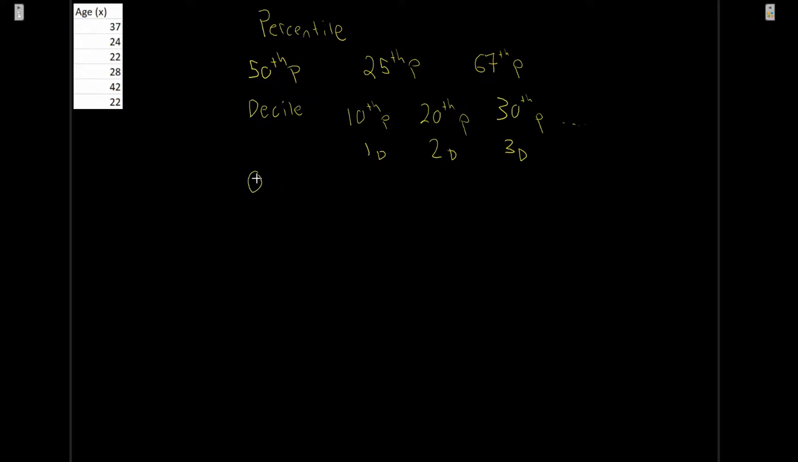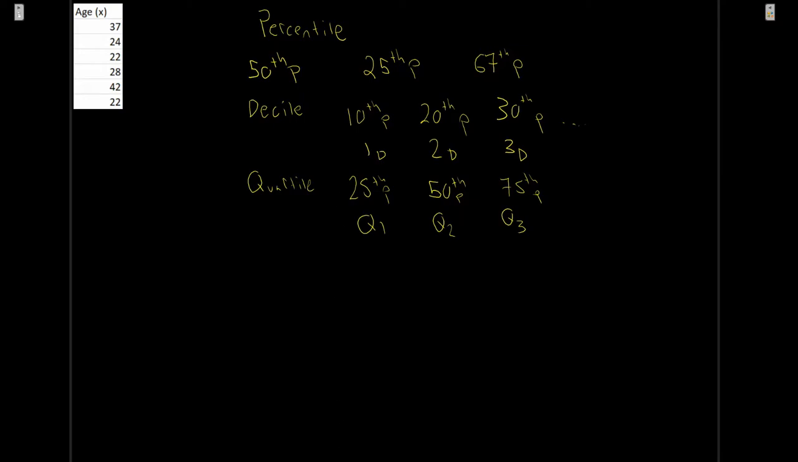Additionally, quartiles, again, just a way that we can save, instead of saying, hey, the 25th percentile, we can say that our 25th percentile is our first quartile. Our 50th percentile is our second quartile. And then finally, our 75th percentile is going to be our third quartile. So again, different ways that we can refer to percentiles. Percentiles, deciles, quartiles, all getting at the same idea, just different ways that we can break it up.